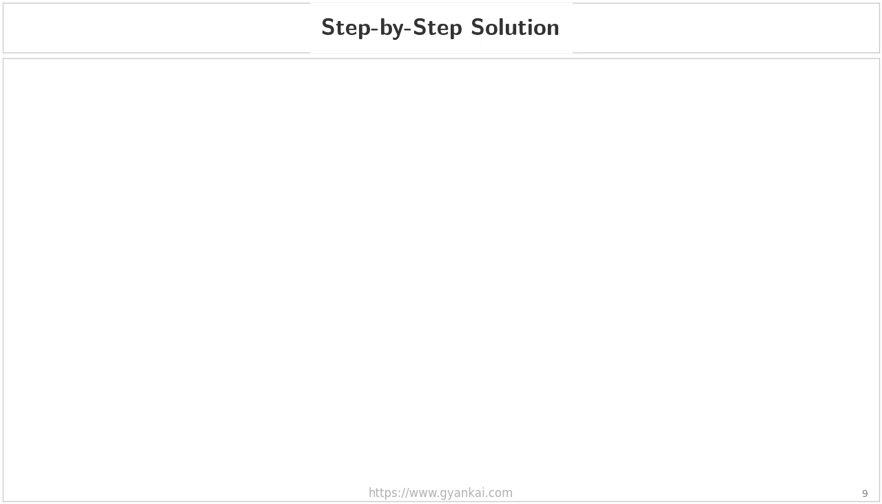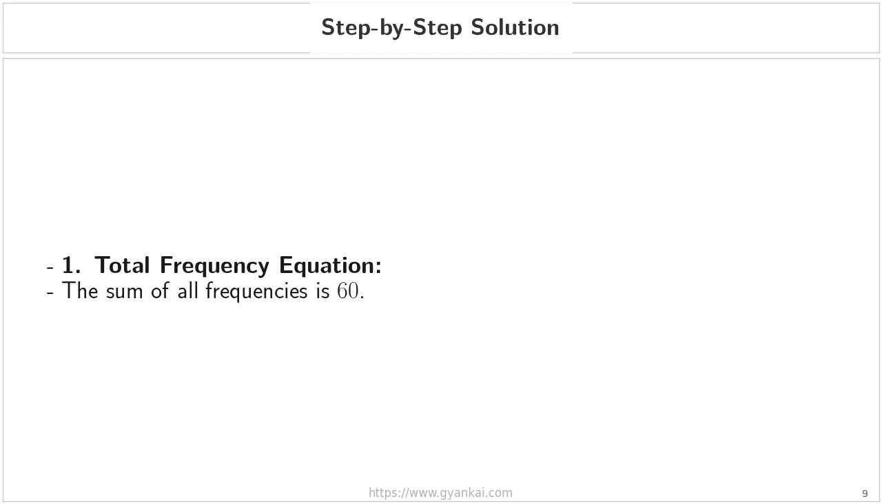Step-by-step solution. Now that we have our table set up with the cumulative frequencies, let's move into the actual solution. Our first goal is to create our first equation. Step 1 is to establish the total frequency equation. Remember from our given data on the previous slide that the total number of observations, or n, is 60. This means that if we add up every single individual frequency in our table, the sum must equal 60.